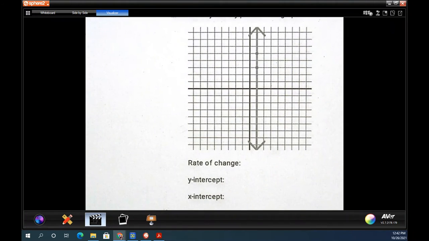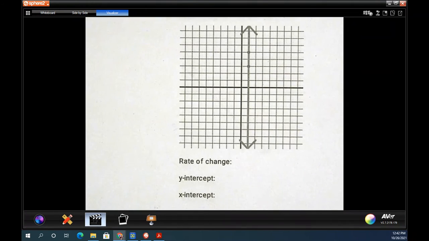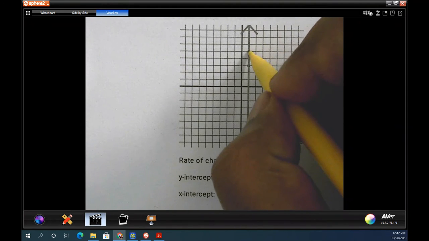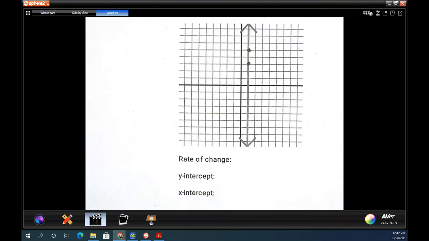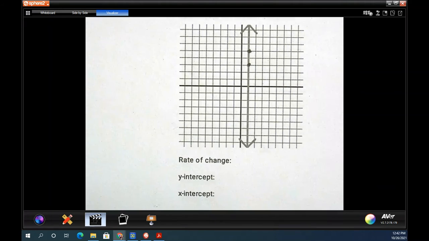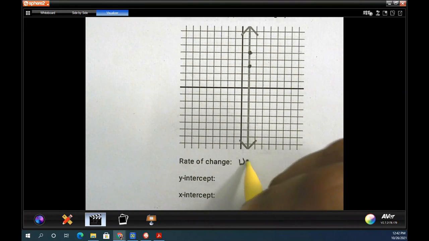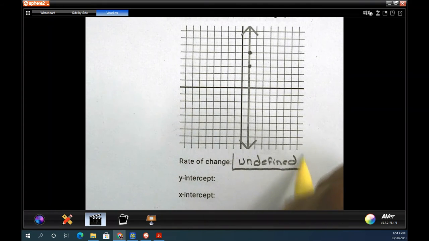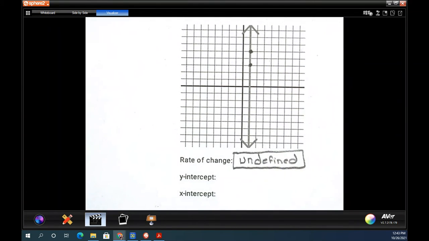Number 2. What's another name for rate of change? Slope. We got a vertical line, even though it has 2 points here. What's the slope of every vertical line? Undefined. Good. It's a box. Undefined. Because there's a button for it.